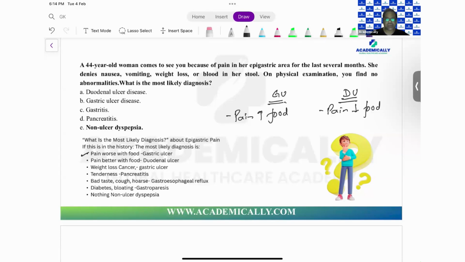So when you eat food, in stomach ulcer that food irritates that area and there is pain. Whereas in duodenal ulcer, the food neutralizes the acid and that is why the pain decreases.